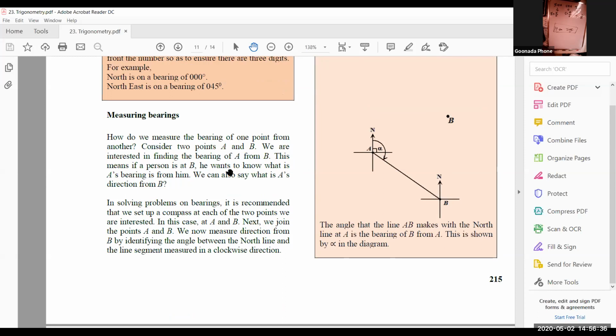Sorry, he wants to know what A's bearing is from him. That's an error here, right? So that's supposed to have "is" here. We can also say, what is A's direction from B?